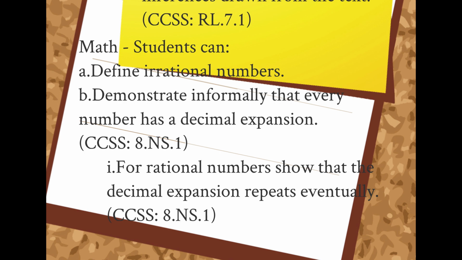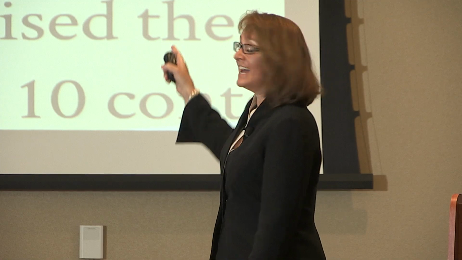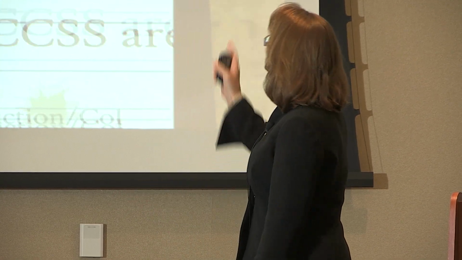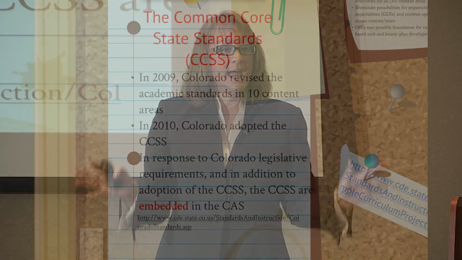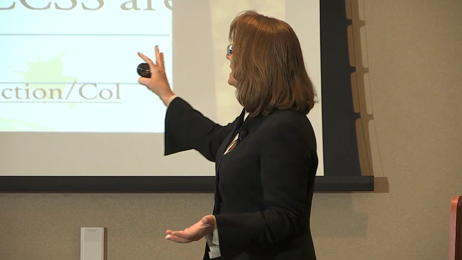What you need to know about the Common Core State Standards, CCSS, is that they are embedded in the Colorado Academic Standards. So in 2009, when the standards were revised, the state school board signed off on it. They said, super great, we love them. And then in 2010, the Common Core State Standards came out. At that time, since we already had standards in place, the decision was made to embed the Common Core State Standards into the Colorado Academic Standards.